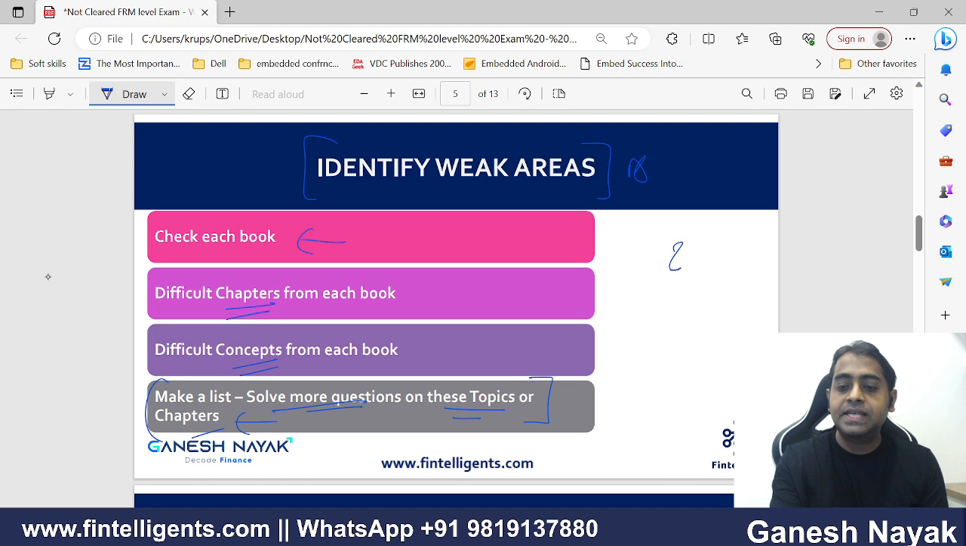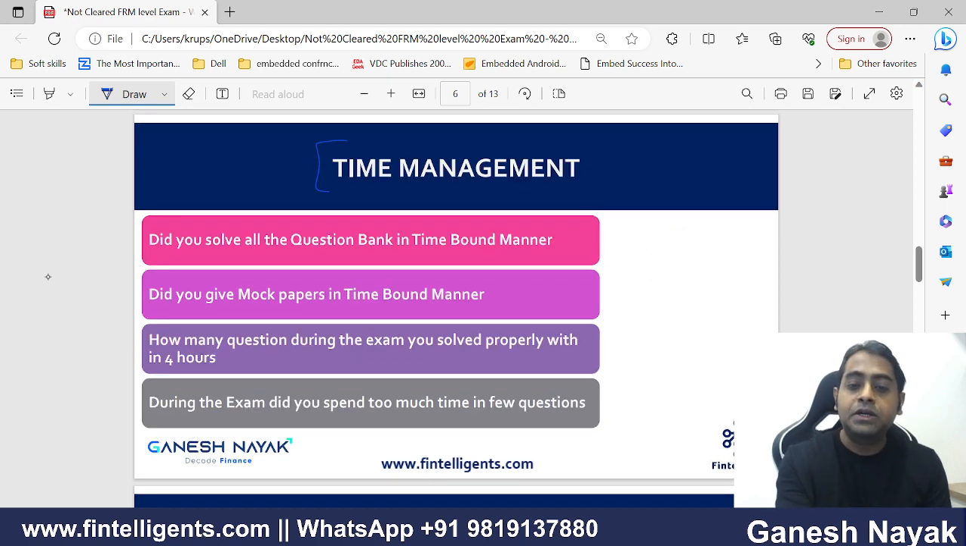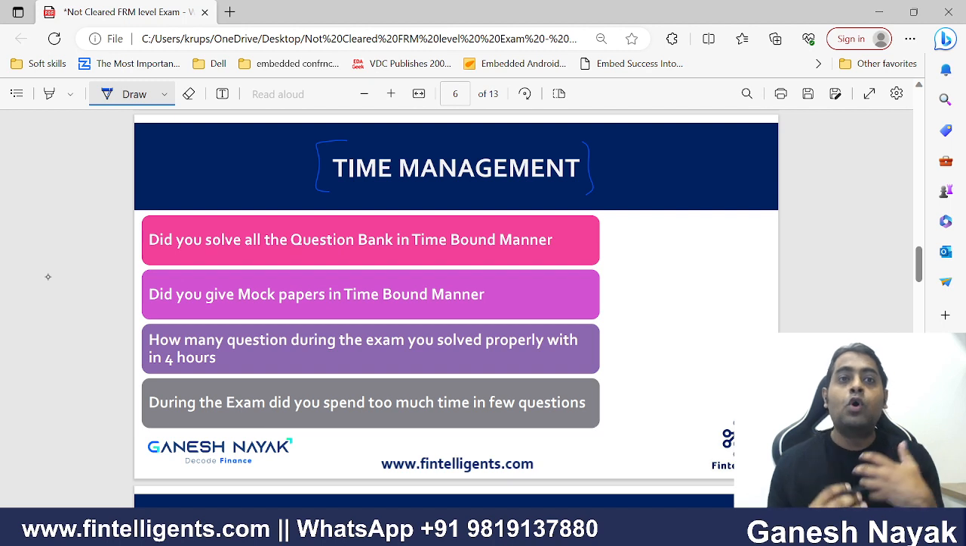The next bucket, the second bucket that we talked about, is time management. I have identified that a lot of people gave the exam and reached out to me separately, a few of my students, saying they were not able to manage time during the exam. This happens most of the time when you have not solved enough question bank, or you have solved it but not in a timed manner.